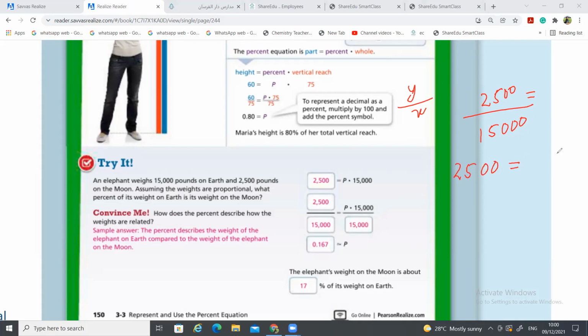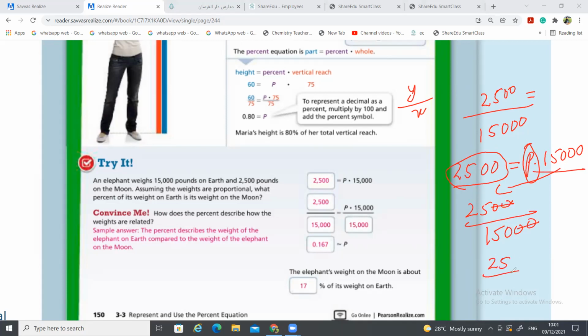So 2500 equals part, this is the part, and this is the whole. So if you want to find P, where does the whole go? It goes down. 2500 over 15,000. So it will be 25 over 150. How much is 25 over 150? 0.167, and then you multiply by 100, not divide by 100, you get almost 17%.